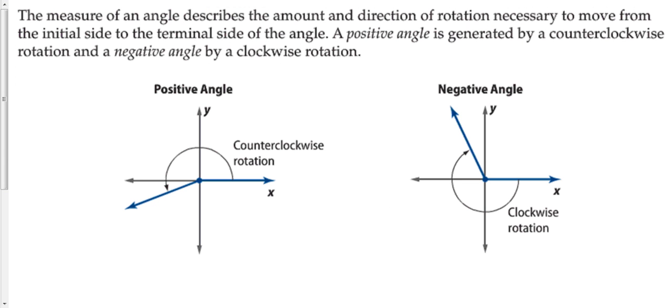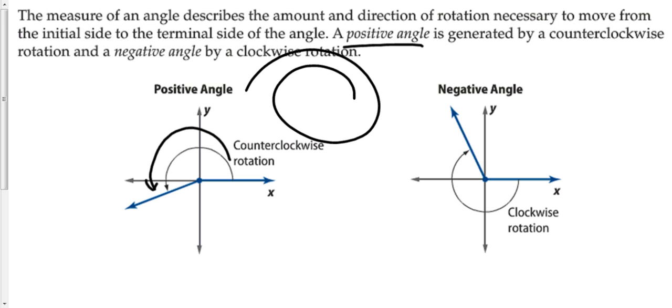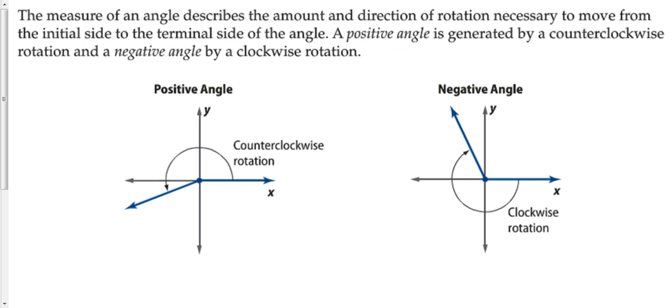Now, the measure of an angle describes the amount and direction of rotation necessary to move from the initial side to the terminal side. Should make sense. When we talk about positive angles, we are going to move in a counterclockwise rotation. That means we're going to start at the x-axis and go left, counterclockwise, the opposite direction of a clock. That's not the way a clock goes. When we talk about negative angles, we measure in a clockwise direction, like that.